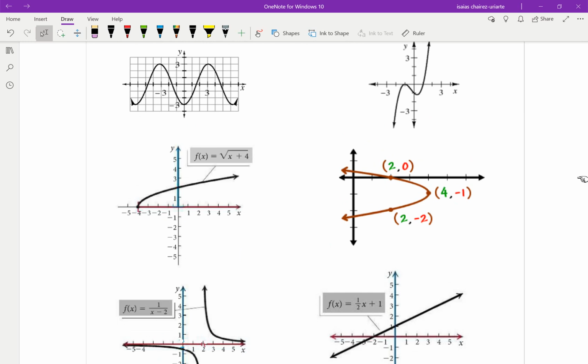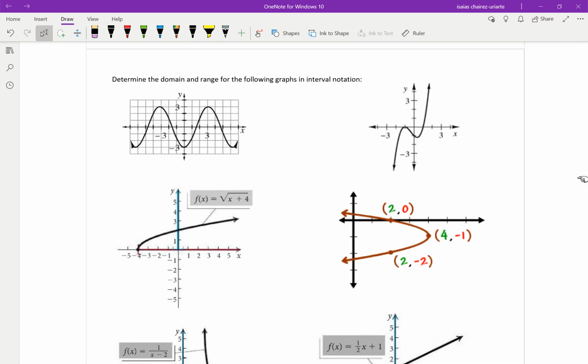Okay, let's look at the first one over here. This top one, this wavy, trigonometric, sinusoidal looking thing. What's the domain? Remember, to determine the domain, we're thinking about the x values, and we read the domain from left to right. How far to the left does my graph go? How far to the right does my graph go?